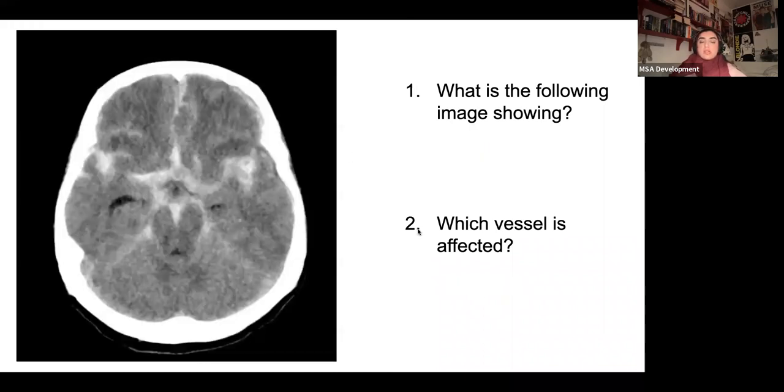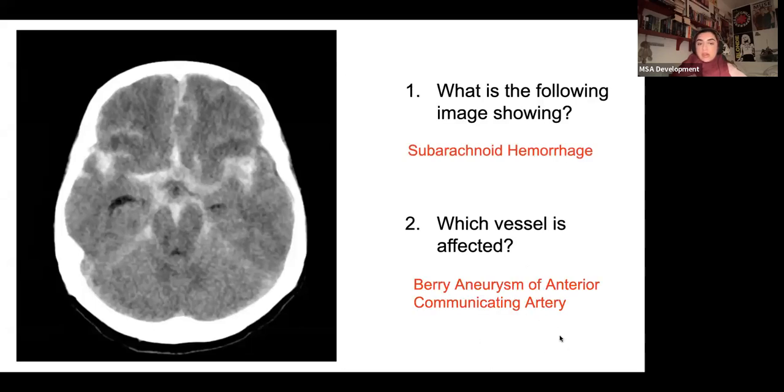Now over here with contrast, for example, CT with contrast, what is the following image showing? We can say that this is a star sign, subarachnoid hemorrhage. Which vessel is typically affected? It's usually the anterior communicating artery due to berry aneurysm rupture.